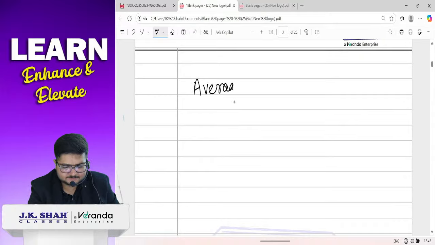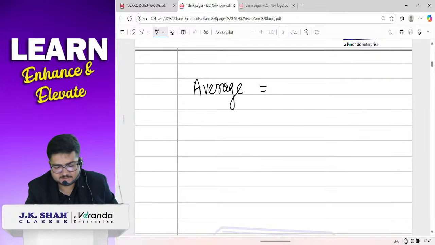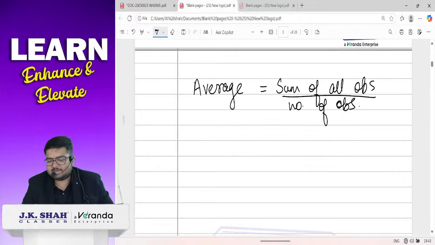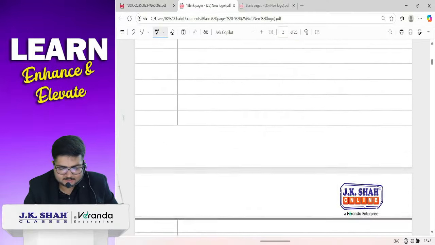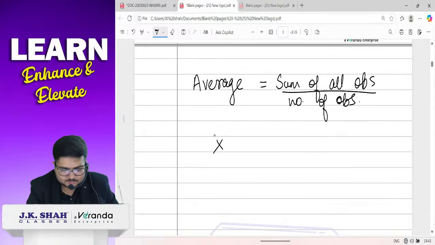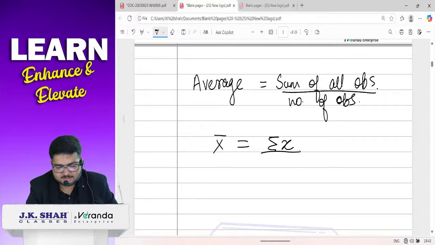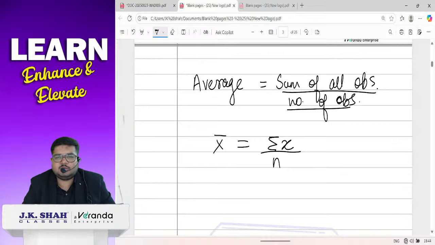Average is, you have done this in your 5th standard, I think. Average is the sum of all observations upon the number of observations. This is the basic formula for average, right? Now if I write this mathematically, the average symbol is x bar, the sum of all observations means summation of x, and the number of observations is denoted by n. This is the mathematical formula, right?